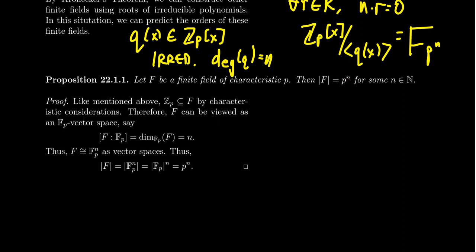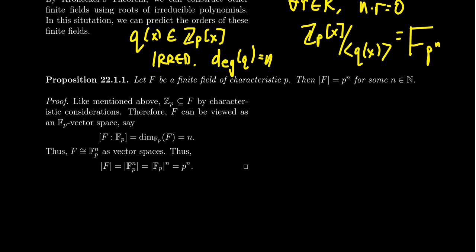So typically we are thinking of these as positive integers in that situation, p to the first, p squared, p cubed, et cetera, et cetera. So we get a field of order p to the n for every possible order you want. And so, like mentioned above, if you have a field of characteristic p, then it'll contain an isomorphic copy of Z mod p. Okay, this is true whether you're an infinite field of characteristic p or a finite field of characteristic p. Therefore, we can view our field F as a Zp vector space. That's something we can do. If a field contains a subfield, it will be a vector space over the base field. So F is an Fp vector space.